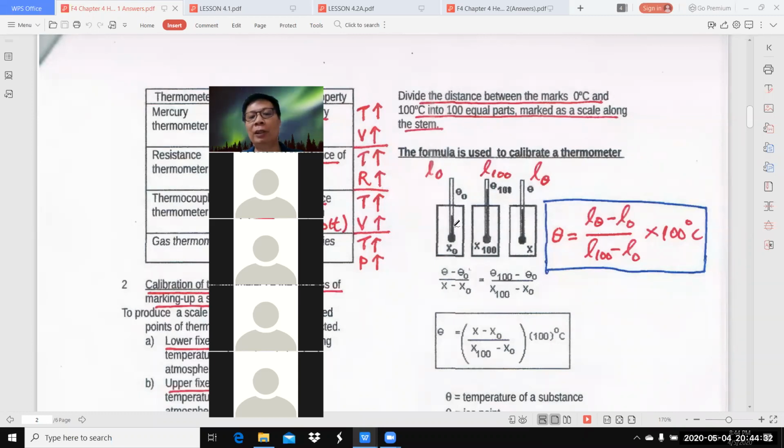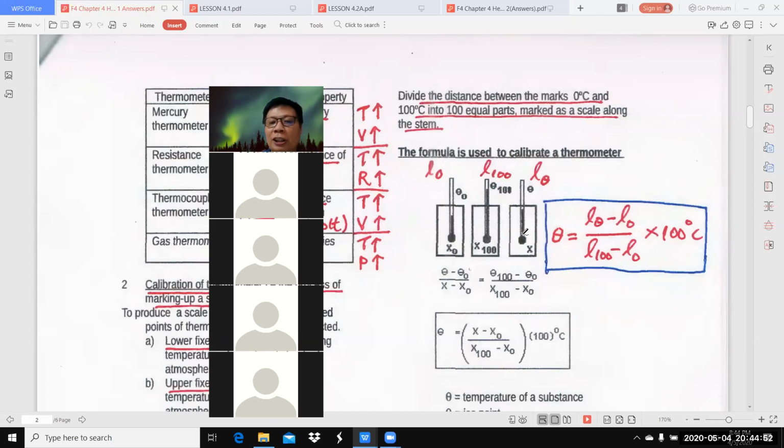L0, length of mercury when temperature is 0. L100, length of mercury when temperature is 100. Another one is L theta. Theta means an unknown temperature. You don't know the temperature. Then the length is L theta. Okay?